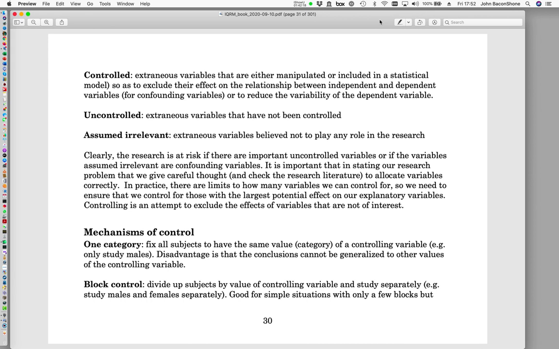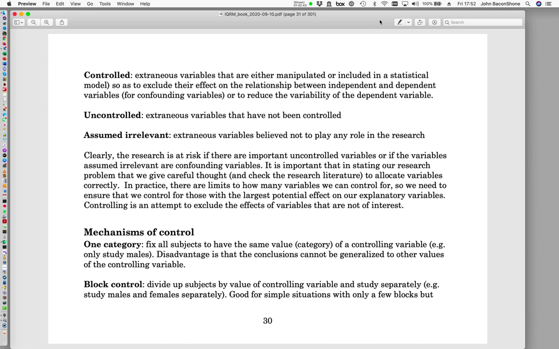Now, what about the rest of the extraneous variables? So uncontrolled variables means extraneous variables that have not been controlled, which we are generally assuming to be irrelevant. In other words, we're generally hoping they don't play any role in the research. So clearly the research is at risk if the variables we assume are irrelevant are indeed confounding variables.